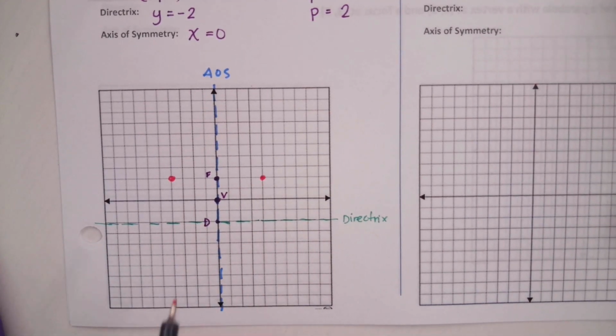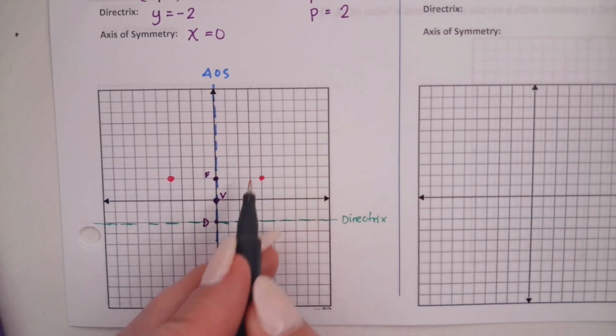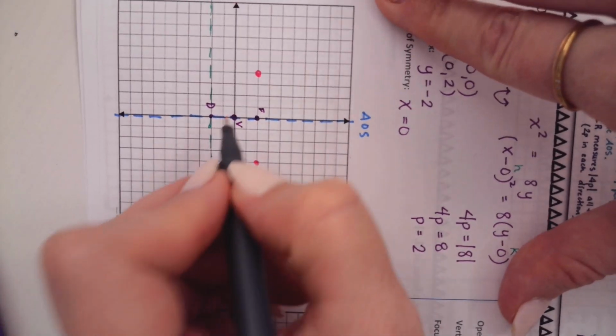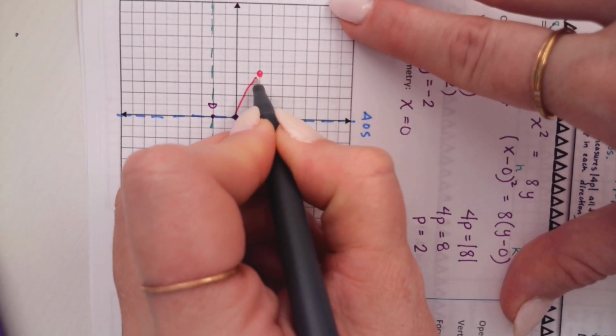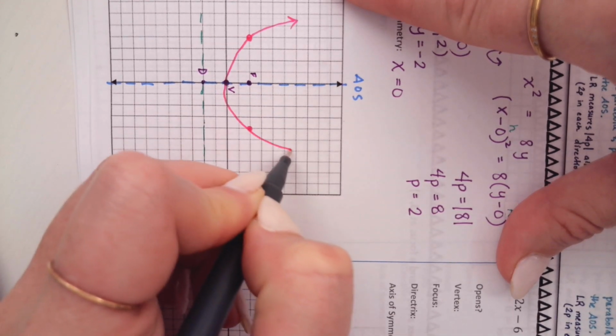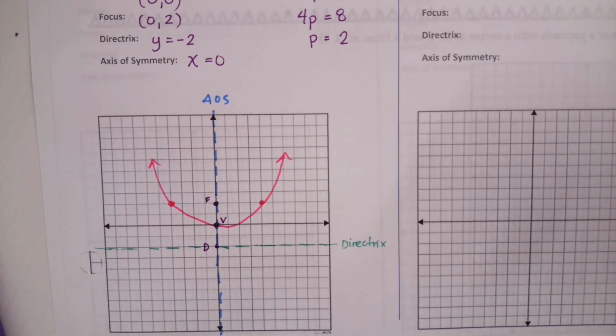So now I have 3 points that are on this parabola. I have the vertex, I have the 2 ends, and I can use those to draw my parabola. Is it curved? Yes, it's a parabola. You've seen what a parabola looks like before. There's also one on the top of your paper.